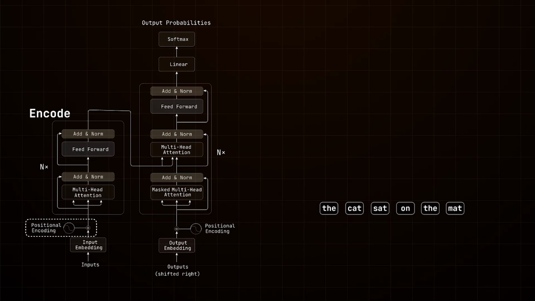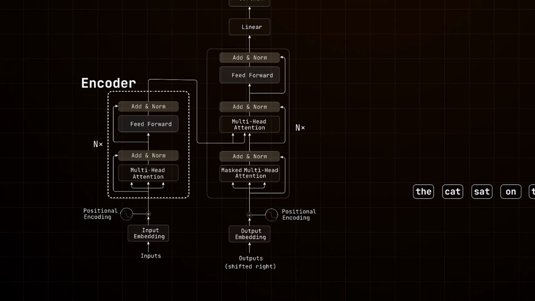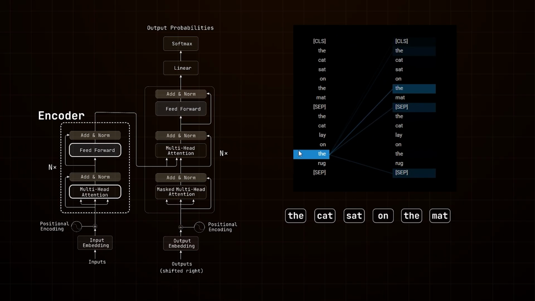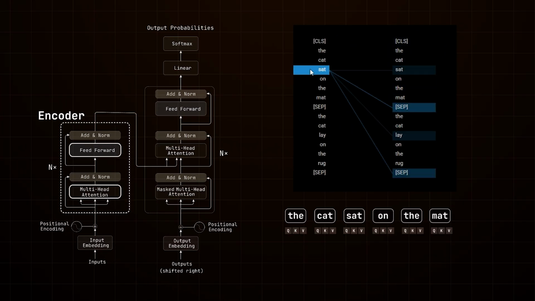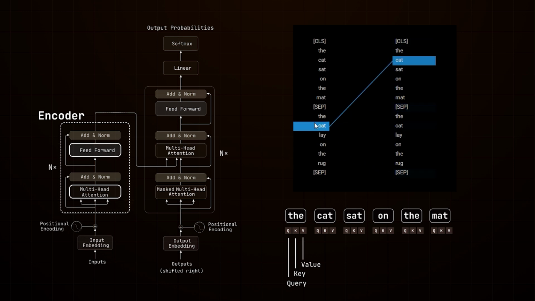Step 2. Encoder processing. Now let's enter the encoder block, where the real magic happens. Each encoder layer has two key components: multi-head self-attention and a feed-forward network. Multi-head self-attention. Here's where the model decides which words to focus on. Each token generates three vectors: query Q, key K, and value V. These vectors determine attention scores.